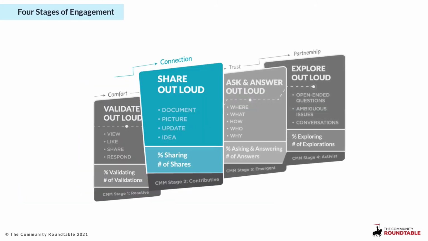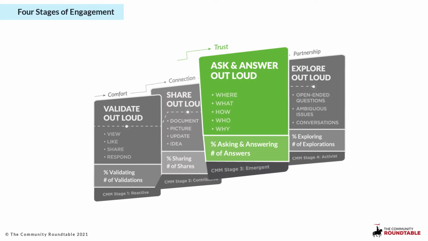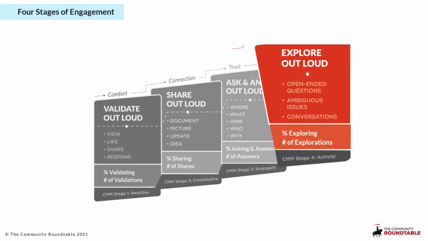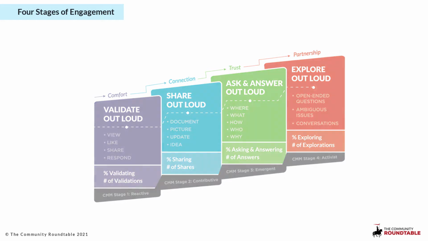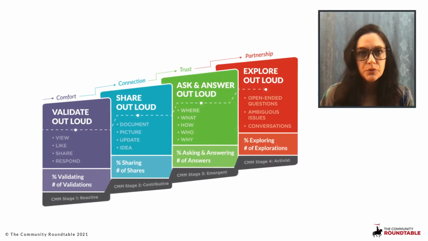The Community Engagement Framework consists of 4 stages: validation, sharing, asking and answering, and exploring. Each of these stages of engagement is important to focus on independently because they incrementally create a more collaborative culture and ultimately community. Too often, new community managers and their stakeholders want to jump right to the robust ask and answer stage of engagement. But this is too soon for their community and their members.